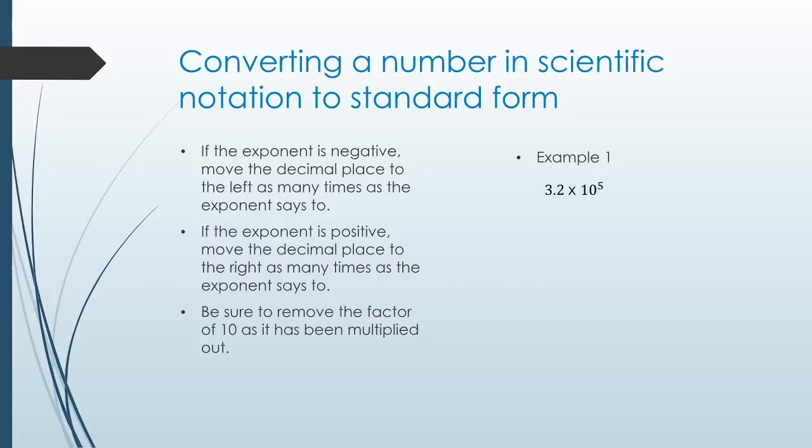So my first example here, I've got 3.2 times 10 to the 5. So I'm going to move the decimal place, and I'm going to be moving it 5 to the right, which gives me 320,000. Example 2, I have 1.7 times 10 to the negative 3, so I need to move the other direction. Okay, I'm going to move that decimal place 3 over, and I get 0.0017.